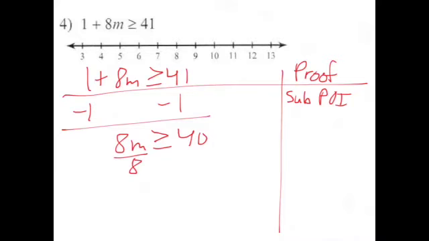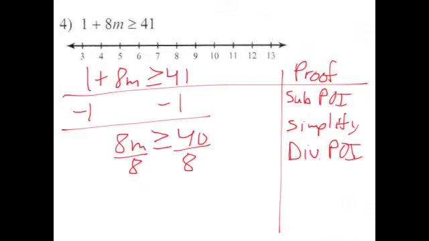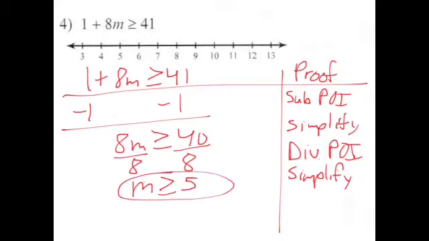And if you divide by that 8 on both sides, sorry, I didn't put the simplify step. So simplify, and if you use the division property of inequality with that 8, and then simplify, you're going to get m greater than or equal to 5, because 40 divided by 8 is 5. So now we got m greater than or equal to 5.